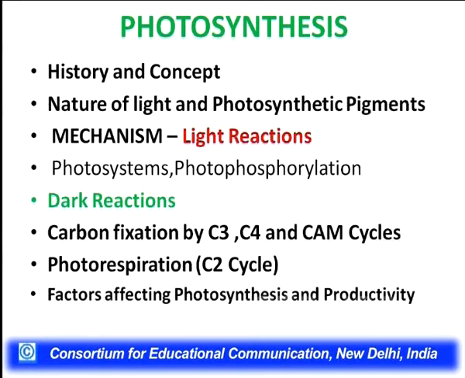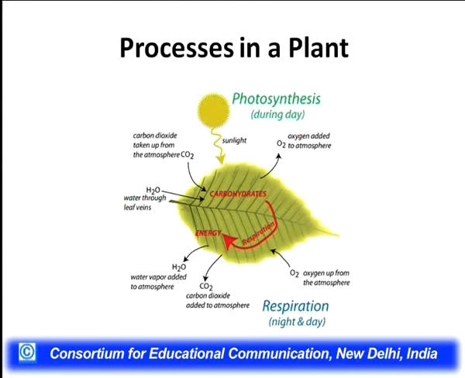Okay, let us then begin with what are the processes which are taking place in a plant. If we were to see the different processes which are taking place in a plant, basically during daytime it is the process of photosynthesis, where CO2 is taken in the presence of sunlight by the plants, and in the process oxygen is added to the atmosphere. Now this particular process is not taking place in isolation.